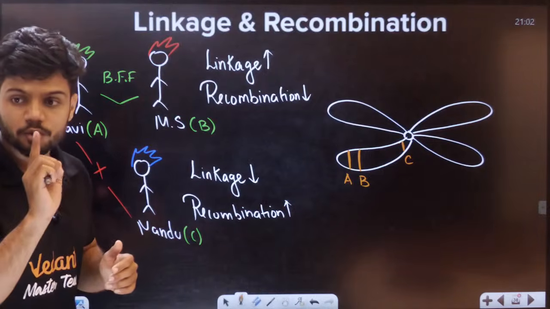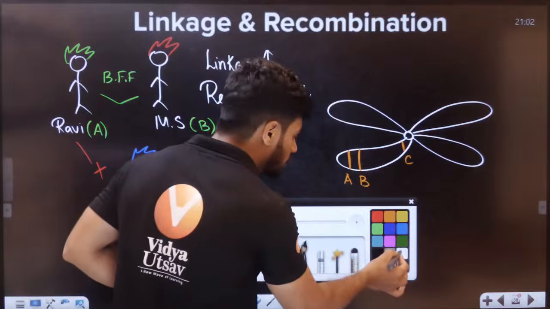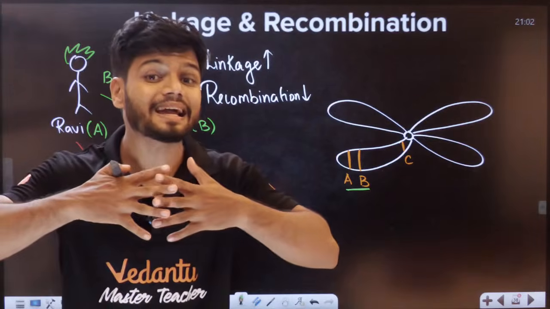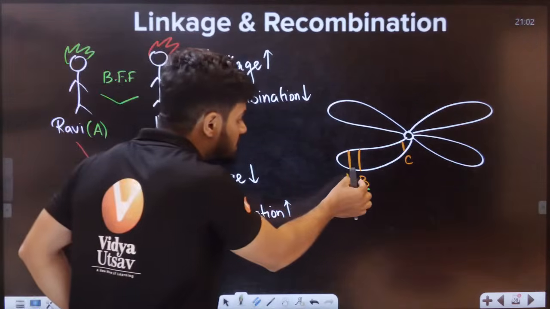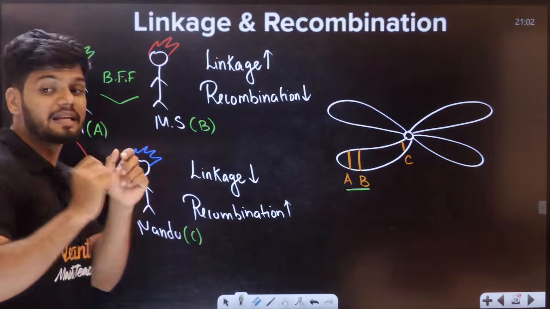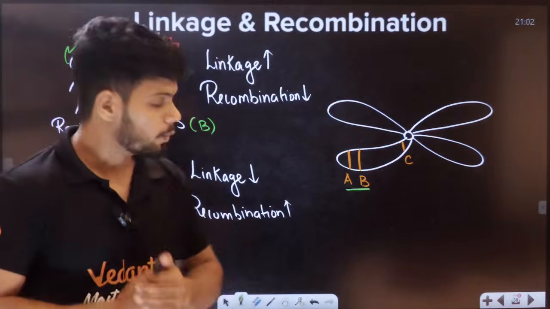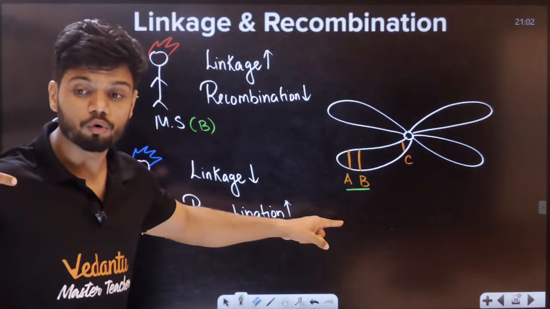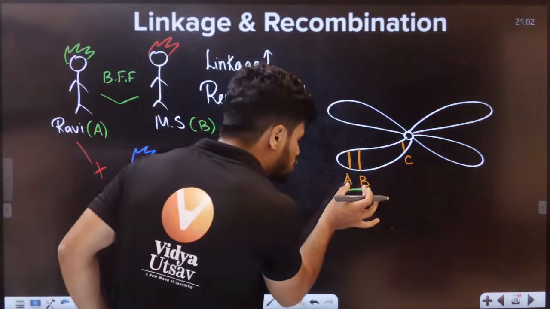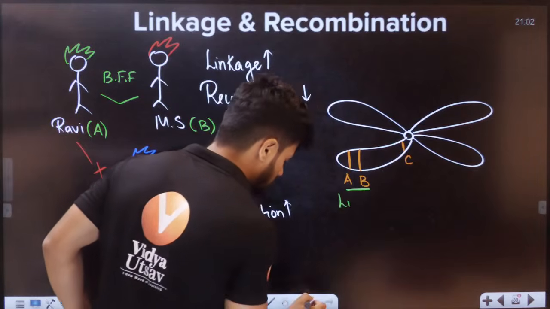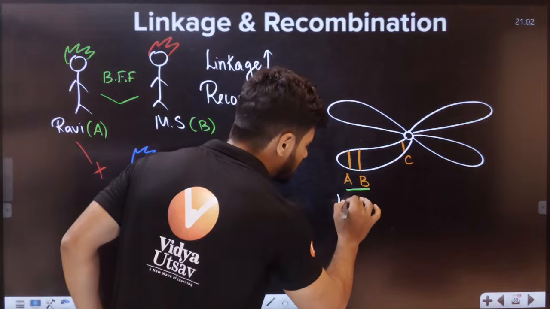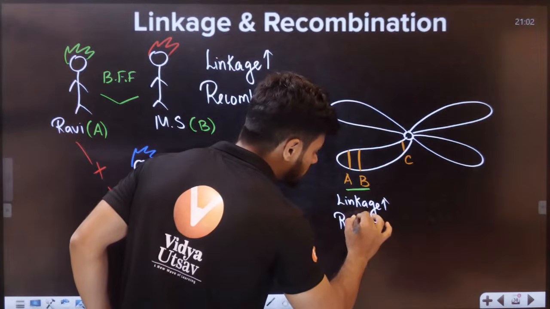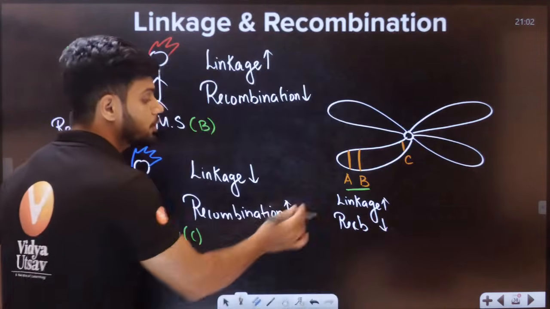Students, all of you tell me, between gene A and gene B, when two genes are tightly linked, that is, when two genes are very close to each other on a chromosome, will the linkage be high or low? All of you in the chat, tell me. When two genes are very close to each other, their linkage is very high and recombination is very low.